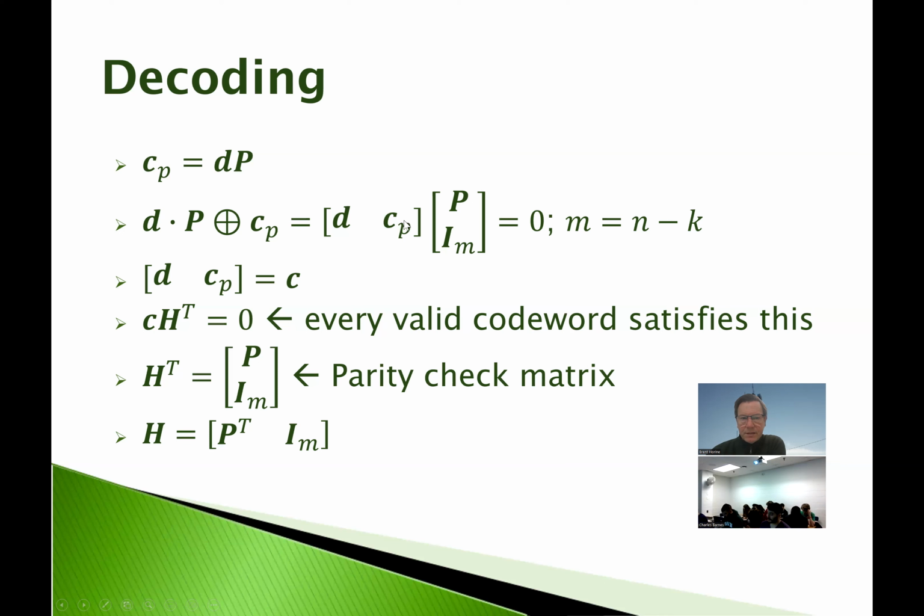So we rewrite this left-hand side in matrix form, and so we have D times P plus C times the identity matrix, dimensioned here by M, where M is N minus K, the number of parity bits that we're adding, or the number of these redundant bits. This is kind of our definition of a systematic code. We've got D concatenated with C sub P, that's our code word.